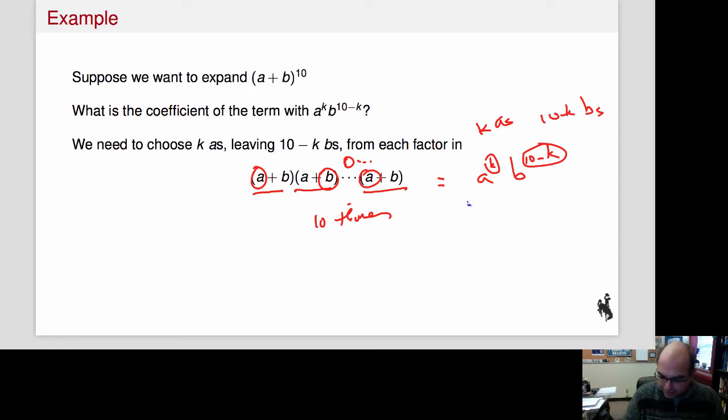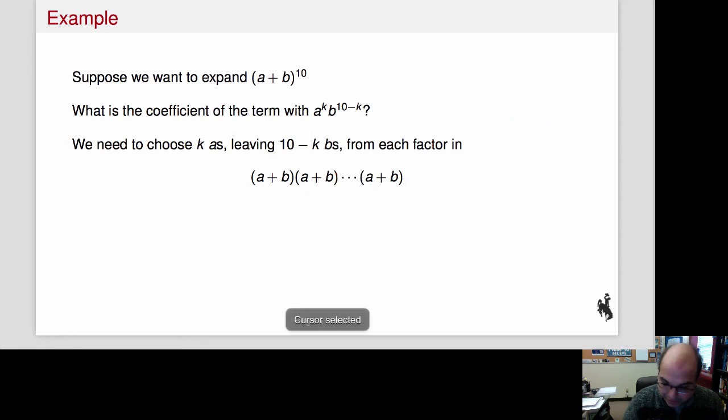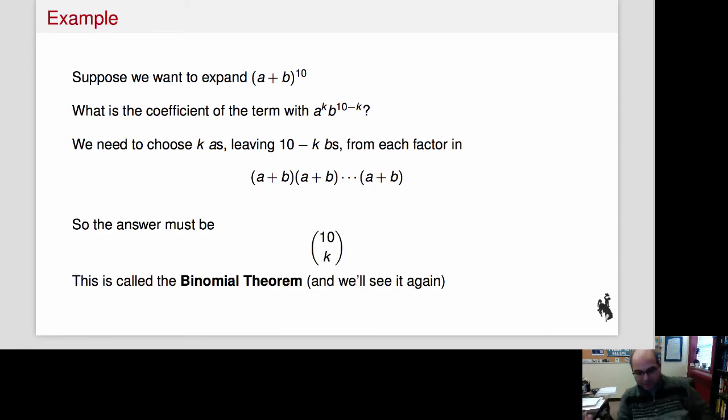All right, so how many ways can I pick k a's out of 10 things, right? I got to pick k a's out of each one of these terms. And the answer is obvious, it is 10 choose k. That's exactly what 10 choose k is. So that is the coefficient. The coefficient is 10 choose k. So that's called the binomial theorem, okay? The binomial theorem tells us what the coefficients of each one of those terms are.